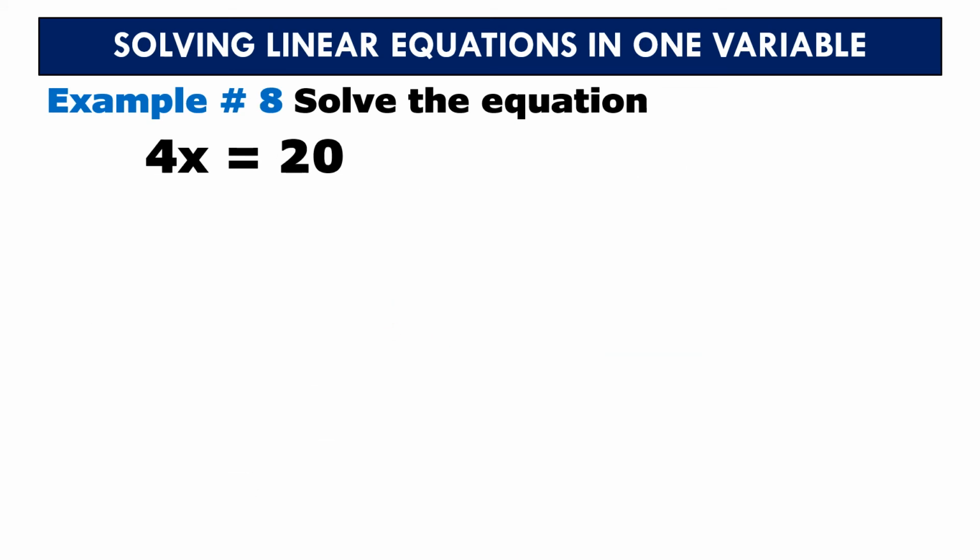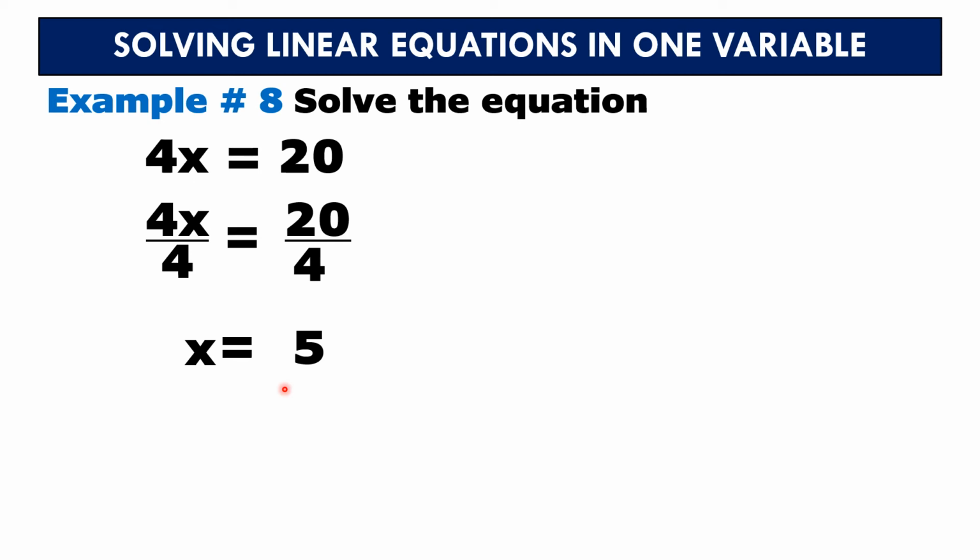Next, example number 8. Solve the equation 4x is equal to 20. So, to isolate x, divide 4 to both sides of the equation. So, we have 4x over 4 equals 20 over 4. So, 4x over 4 is equal to x, equals 20 divided by 4 is 5. So, the answer is x is equal to 5.